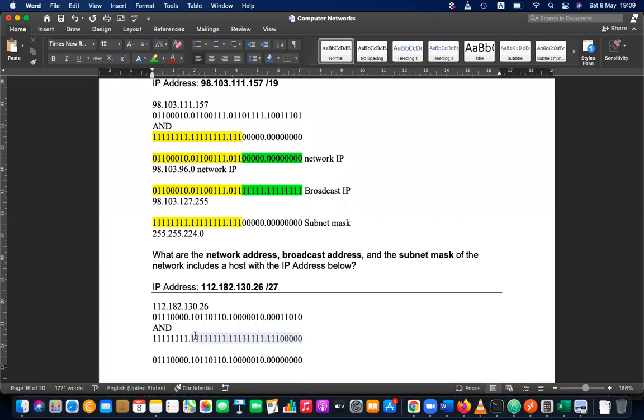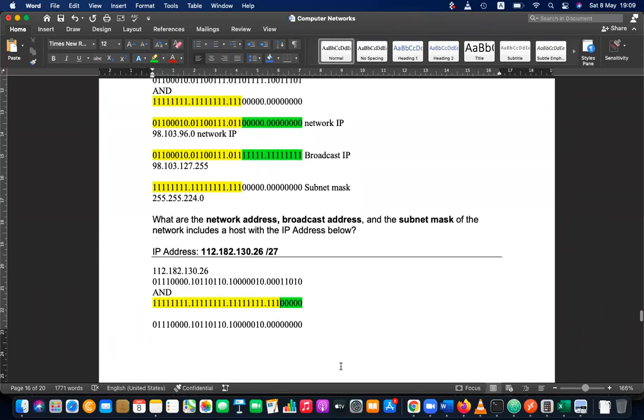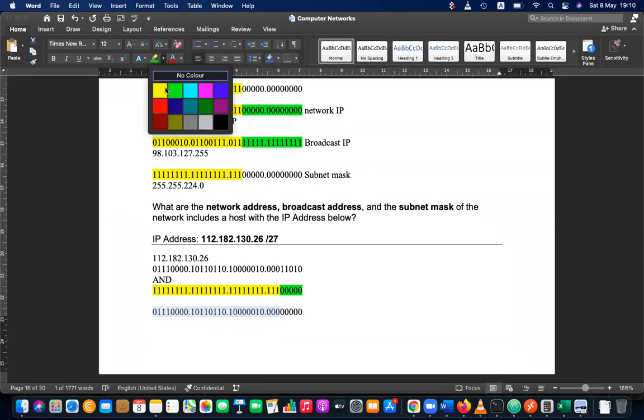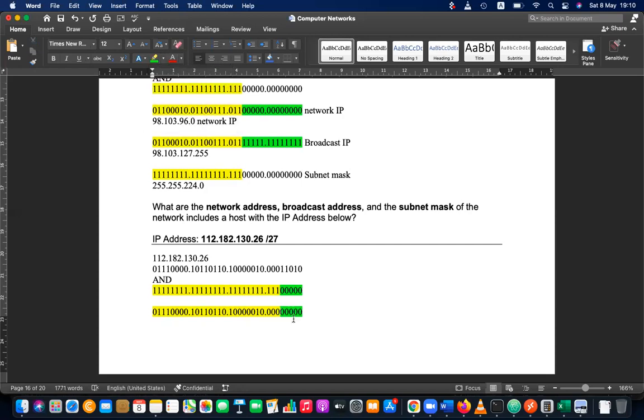So let's highlight using the colors that we have assigned. Yellow color is the network portion, green color is the host portion. And here also, yellow color is the network portion. This is what you have done. These 5 digits belong to the host portion. You can't change the network portion, right? Remember that.